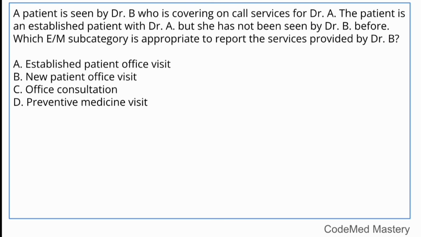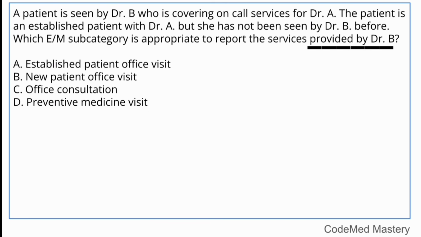A patient is seen by Dr. B, who is covering on-call services for Dr. A. The patient is an established patient with Dr. A, but she has not been seen by Dr. B before. Which E&M subcategory is appropriate to report the services provided by Dr. B? So here they're asking which E&M subcategory is appropriate to report the services which are provided by Dr. B, not Dr. A.